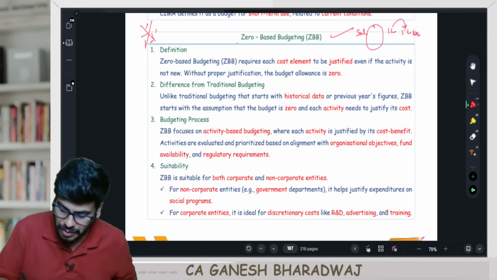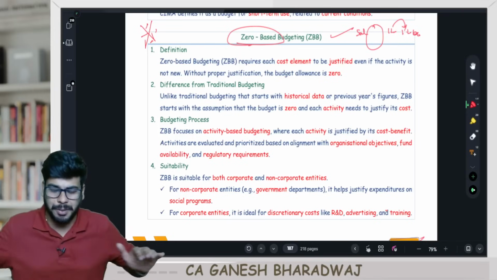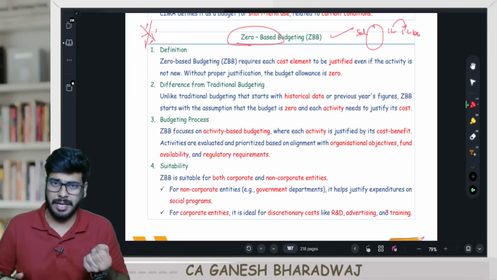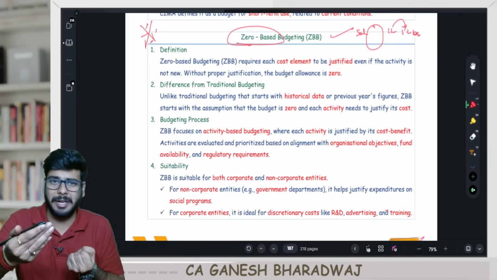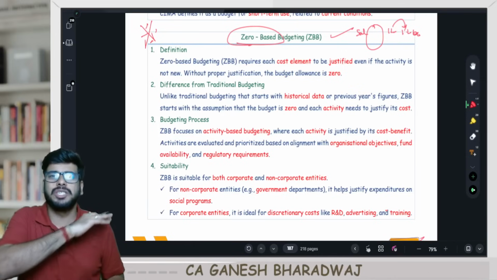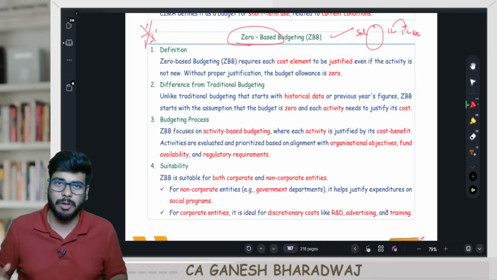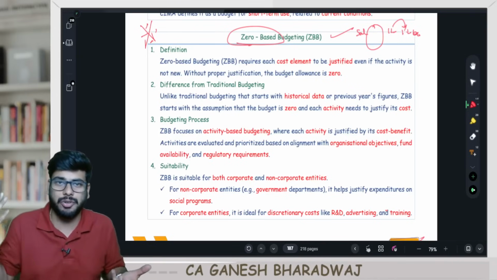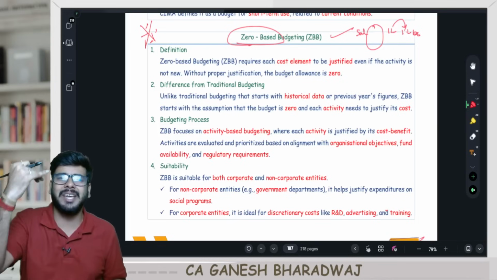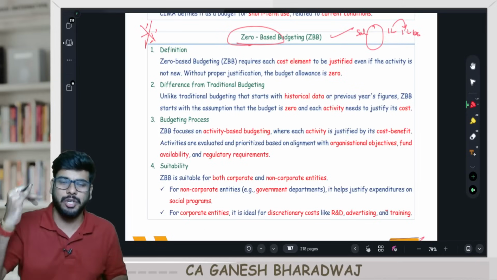But in case of zero-based budgeting, I assume the base to be zero. That is, you don't take the previous year data and increment or decrease it based on your expectation. No, you start from scratch, right? Assume that the company is now being started. In that case, what will you do? You don't have a base on which you can rely. So what you need to do is arrive at every element of cost or maybe revenue, everything.